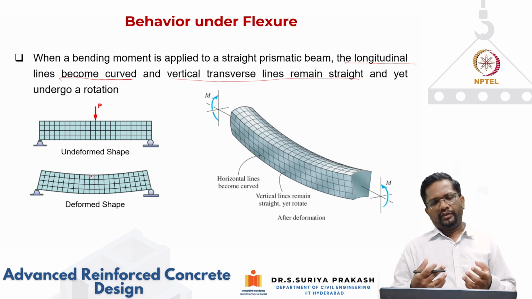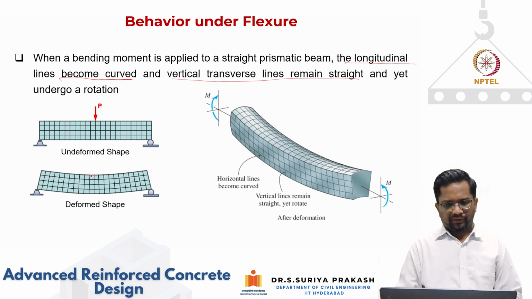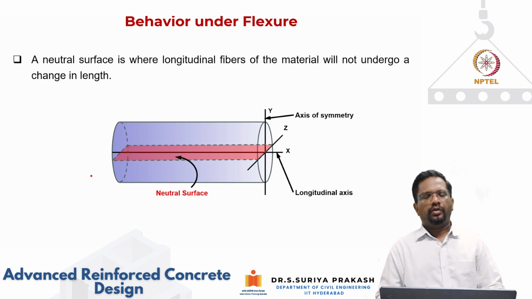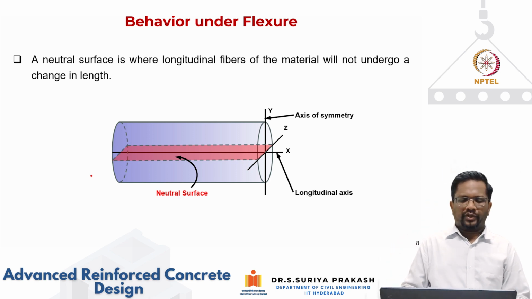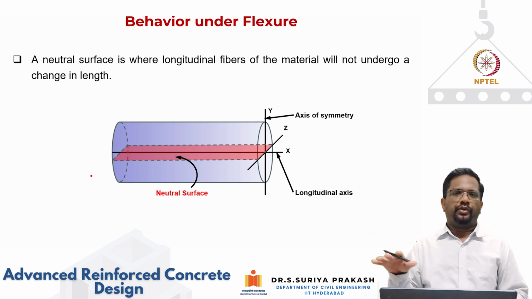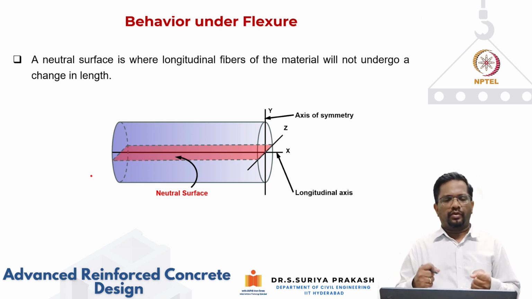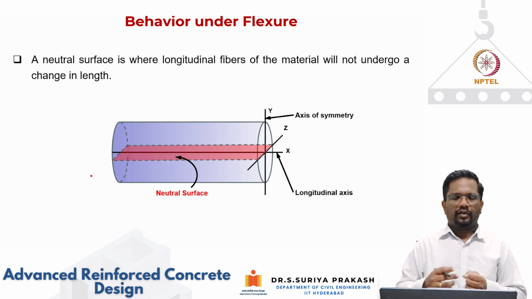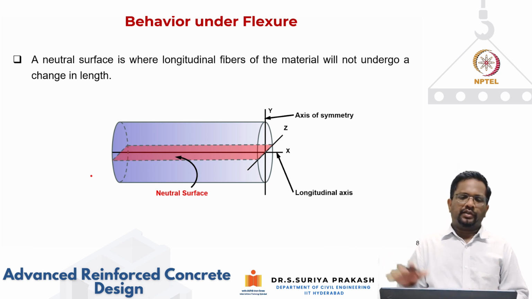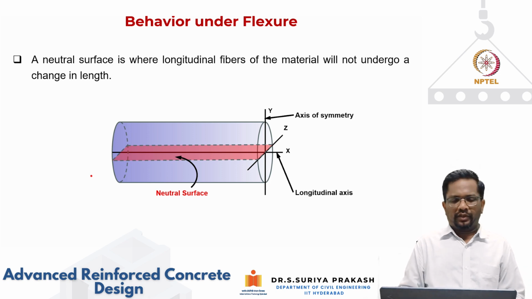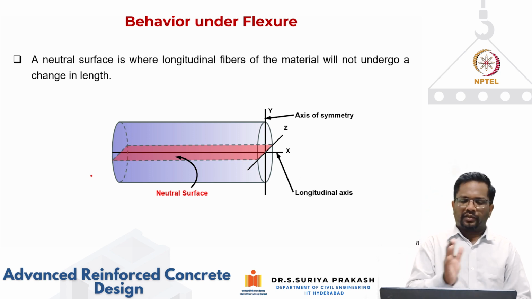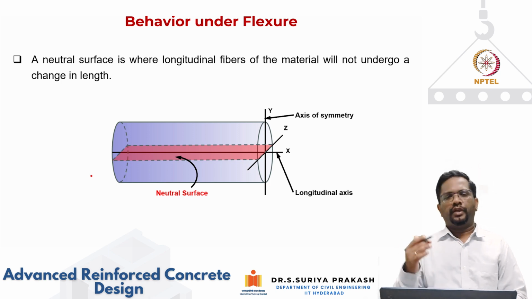So the bottom is going to have tension and the top is going to have compression. So we know this, correct? Then also to define, there is a location. If you look at it in a three-dimensional fashion, there is going to be a surface along the longitudinal length of the beam where the fibers will not undergo any change in length, or any deformation. That surface is what we call a neutral surface, where there is no change in length. But if you look at a cross section, then the surface will become a line. So that is what we call a neutral axis.